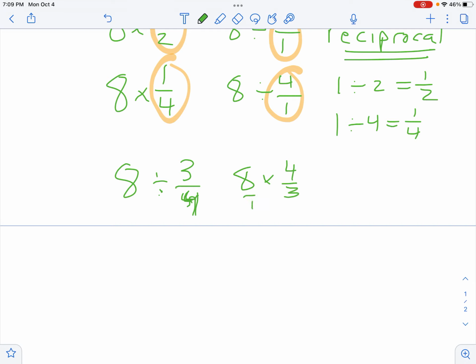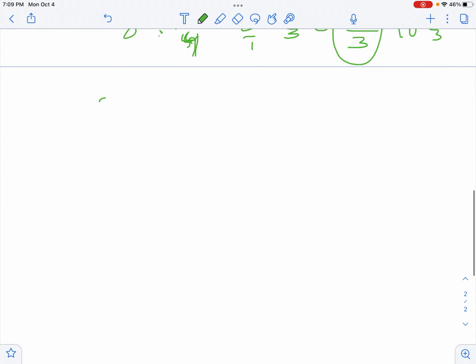So 8 over 1 times 4 over 3 equals 32 over 3. So you can leave it like that, or you can know that 32 over 3 is the same as 10 2/3. So 8 divided by 3/4 is 10 2/3. Or 32 over 3 is a perfectly good answer. And that's going to work with fractions too.